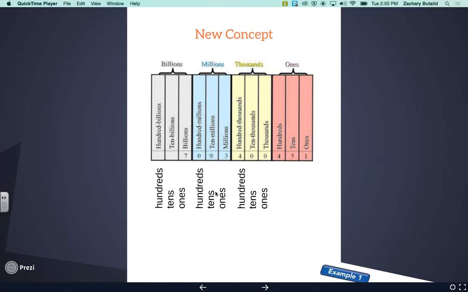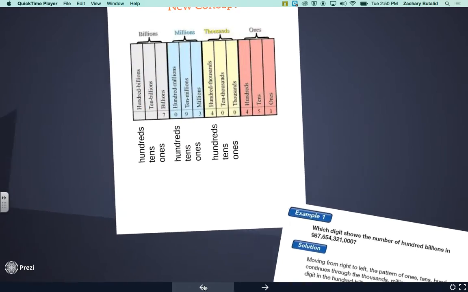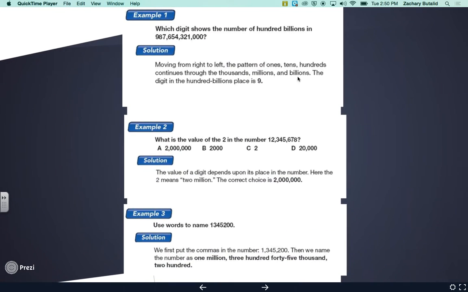So let's go ahead and go to our examples. Hopefully you have a large screen for examples because they're all in one spot. So our example number one, which digit shows the number of 100 billions in 987,654,321,000? Okay, so what we're going to be doing here is you need to figure out where your 100 billions place value is here. And you can just look on the place value chart and figure out where that lies here, right? Okay, so we're looking for the 100 billions.